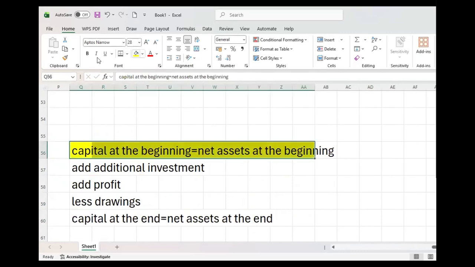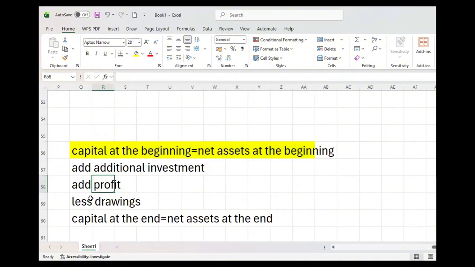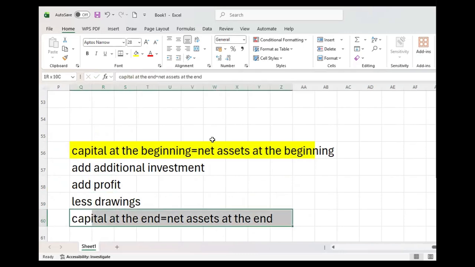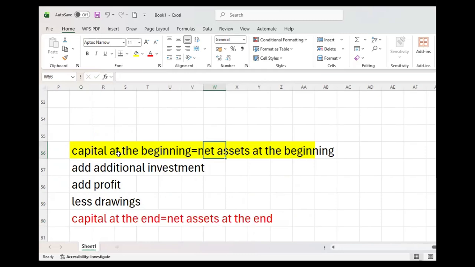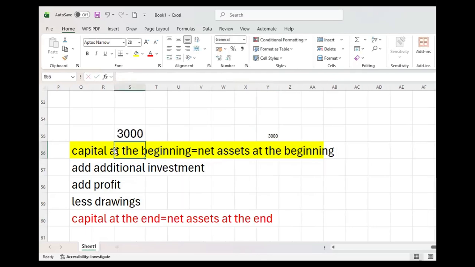The figures are the same. So when you add your additional investment, add your profit, and subtract your drawings, it will give you your capital at the end, or the figure you had for the net assets. So if you don't have capital at the beginning, but you have net assets, it's the same thing. So if I have 3,000, then this is also 3,000. Then I'll add my additional investment, my profit, and my drawings.